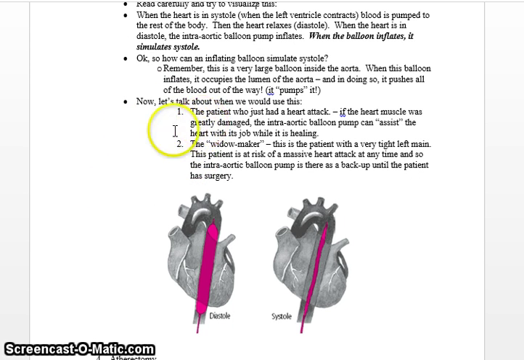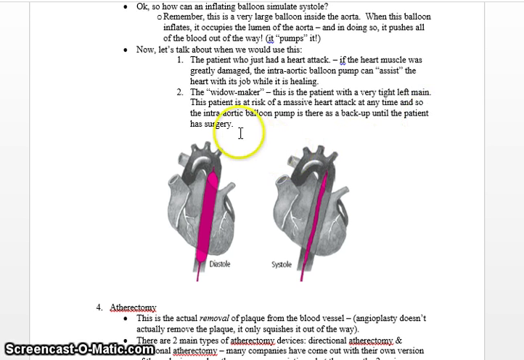Now, who needs the intra-aortic balloon pump? There are two situations. The first is the patient who just had a heart attack. If the heart muscle was greatly damaged, the intra-aortic balloon pump can assist the heart with its job while the heart gets time to rest. Then you have the widowmaker. This is the patient who comes in for a heart cath, and there's a very tight left main lesion that we didn't previously know about. Now this patient is at risk of a massive heart attack at any time. It's like they're literally hanging by a thread. So we put the intra-aortic balloon pump in as a backup until the patient has surgery.